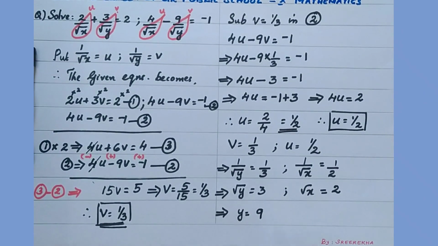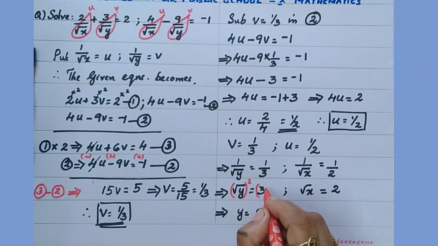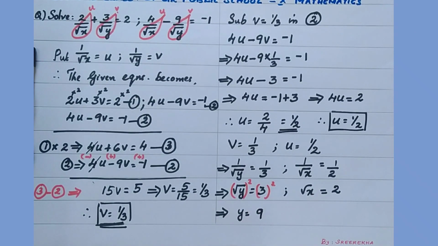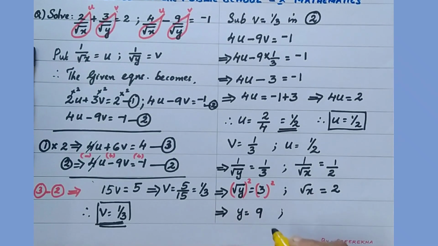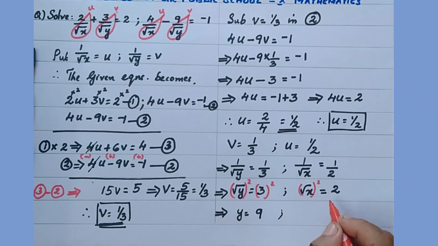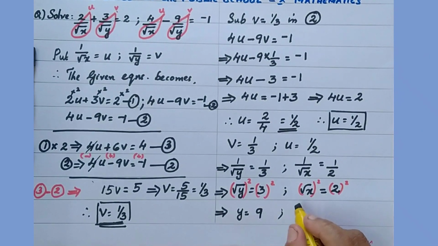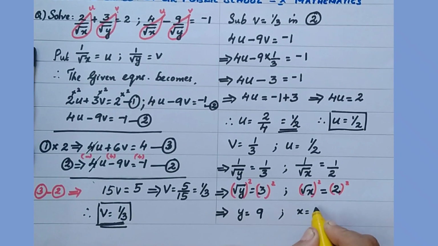When squaring, root y the whole square becomes y. 3 square becomes 9. So, y equal to 9, and the same way, squaring here, root x the whole square becomes equal to x and 2 square becomes 4. So, x equal to 4. This is the answer of the second question.